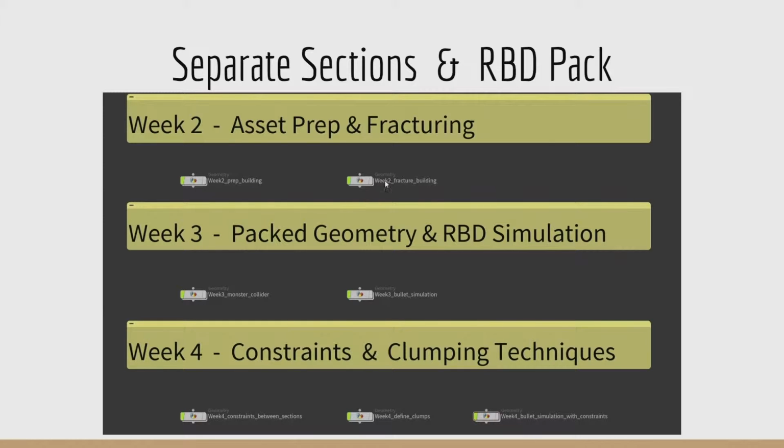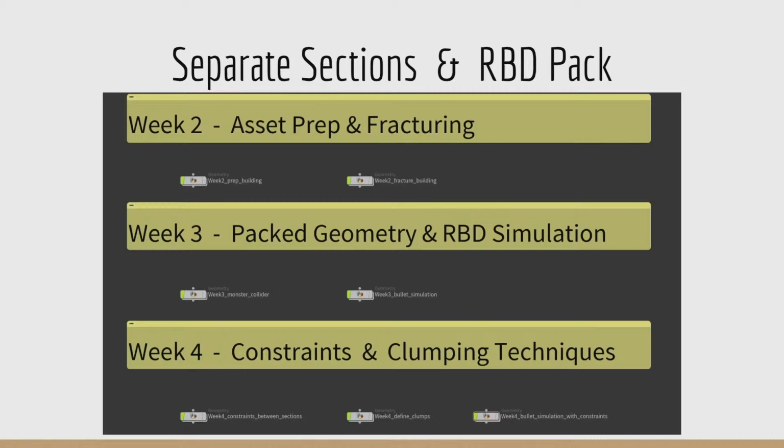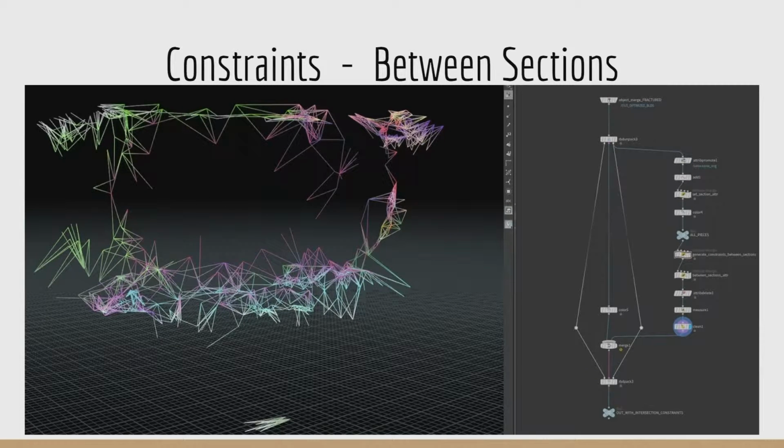Like in this case, I've got my fracture in one section, I've got the constraints between sections done elsewhere, and clumping, and then simulation. And each of those is nicely manageable. So, I don't expect you to be able to read this from where you are, but the bottom left is generating constraints between sections, which allows us to use just this nice little concise network for doing that.